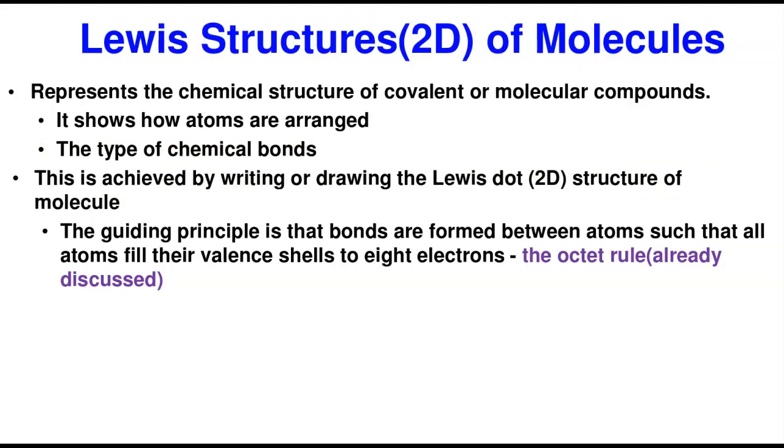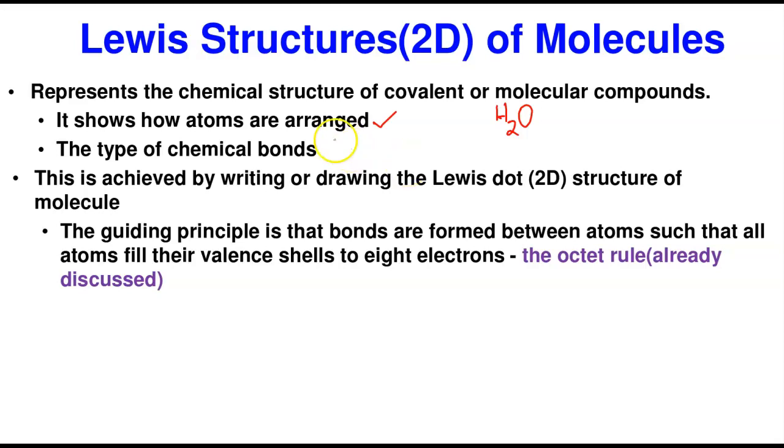What is Lewis structure? That's the next question we ask ourselves. Lewis structure simply represents the chemical structure of covalent or molecular compounds. What does it show? It shows how atoms are arranged. Remember, the formula of a compound will tell you the number of atoms in it. Like if I write H2O, I know the number of atoms involved, which is 3 atoms. I know the identity of the atoms. There are 2 atoms of hydrogen and 1 of oxygen, but I don't know how they are arranged. Those nagging questions are what is answered by the Lewis structure.